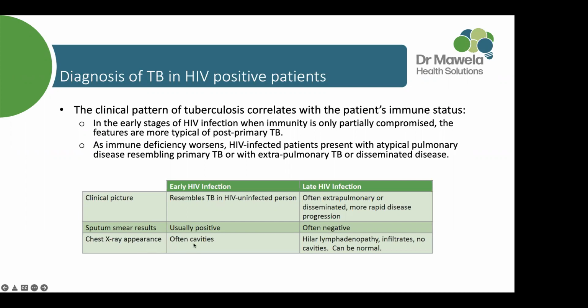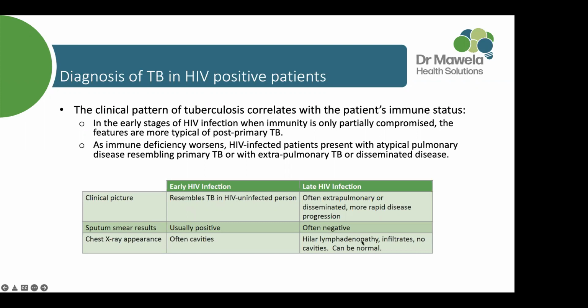X-rays as well, they are more useful in patients who are still immune competent or HIV negative patients, because if you see cavities in the upper lobes, you think this is an aerophilic infection, it likes fresh air, then this is probably TB. But remember, to get cavities, you need an immune response.